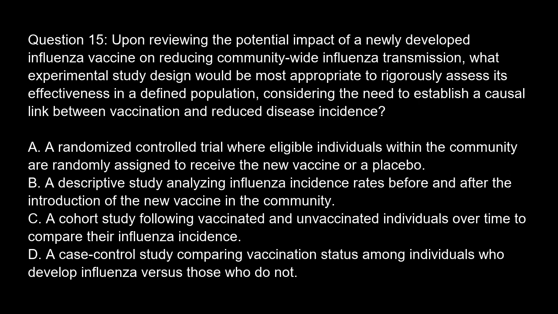Option A, a randomized controlled trial where eligible individuals within the community are randomly assigned to receive the new vaccine or a placebo. Option B, a descriptive study analyzing influenza incidence rates before and after the introduction of the new vaccine in the community. Option C, a cohort study following vaccinated and unvaccinated individuals over time to compare their influenza incidence. Option D, a case control study comparing vaccination status among individuals who develop influenza versus those who do not.